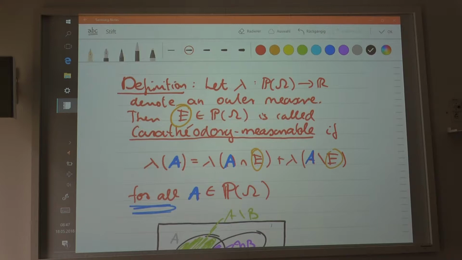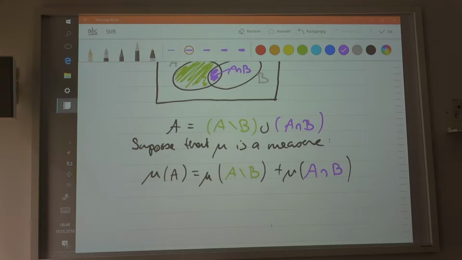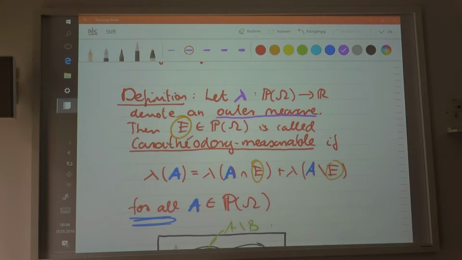But we don't have a measure here, we have an outer measure. So lambda here is an outer measure, and it is not sigma additive in general. But at least if that property is satisfied, then we call the set Carathéodory-measurable. This is just a property that measures satisfy. You don't have a union here, so basically this is just a finite union. If that property is true, then we call the set E for which this equation is satisfied Carathéodory-measurable. So this is the illustration.